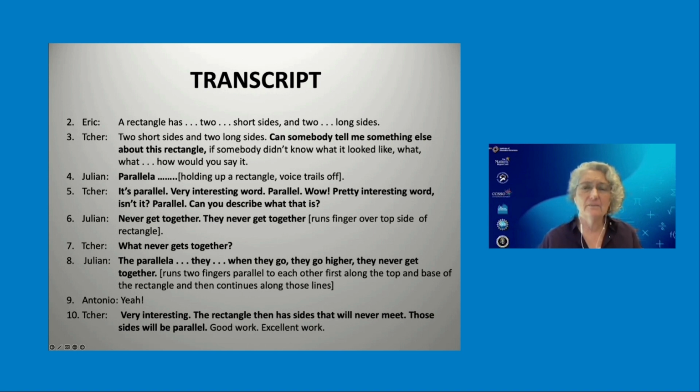Julian: never get together. They never get together. Runs a finger over the top side of the rectangle. What never gets together? Julian says the paralela, when they go higher, they never get together. And he's running two fingers parallel to each other, first along the top and the base of the rectangle, and then continues along those lines. And Antonio chimes in, and the teacher says, very interesting. The rectangle then has sides that will never meet. Those sides will be parallel.